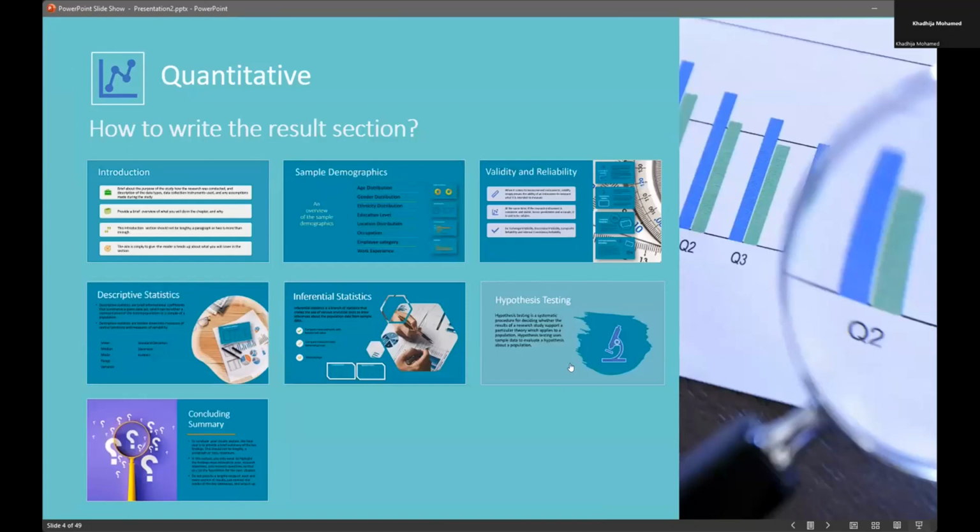Excuse me, sir. Yes. So if we get a Cronbach alpha between 0.6 and 0.7, do we have to do a factor analysis?